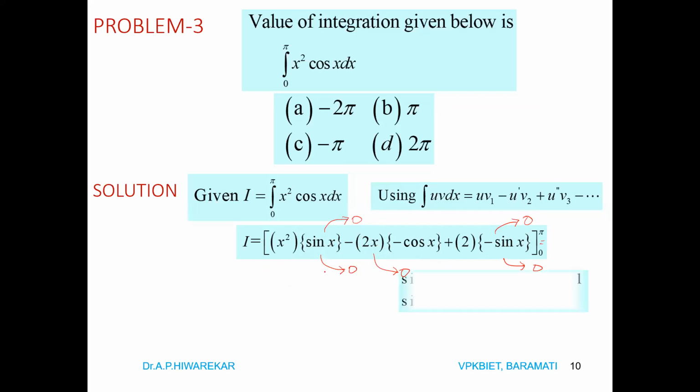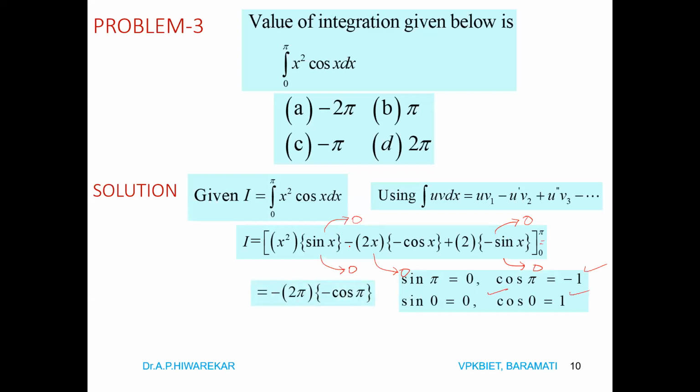So I is equal to, what is it? Sine of pi is 0, cos of pi is minus 1, sine of 0 is 0. These are known results. So calculate the middle term with the upper limit. It is minus 2, x is pi, then cos of pi with a minus sign, and we know cos of pi is minus 1. So your answer is minus 2 pi, and I think it is A. Are you with me? Yes or no?